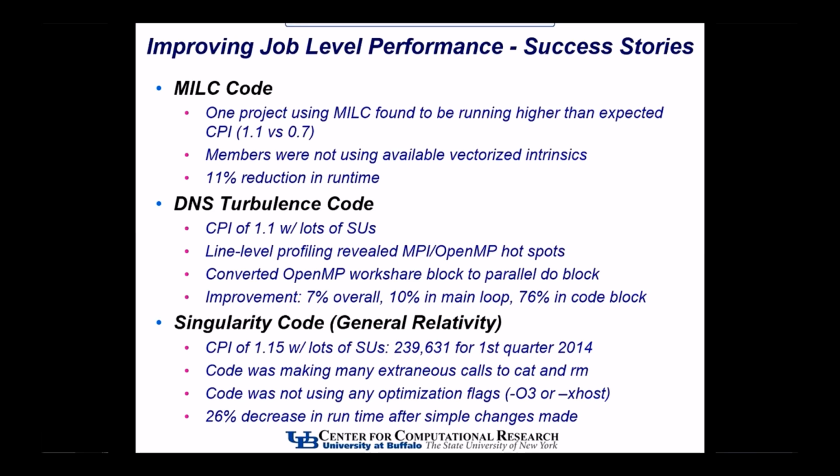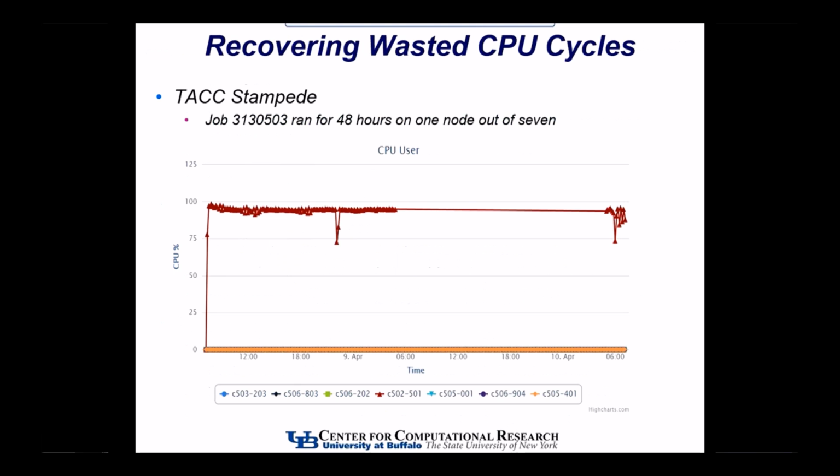And then there was a turbulence code, and again, I think it was Todd Evans at TACC, ended up with an overall improvement of 7% just by doing some simple things that didn't require that much effort, but that a user might not know. And then my favorite one, though, is a singularity code.